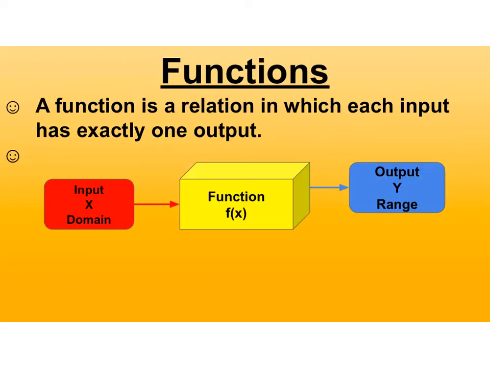If we think about the function in the middle as a machine, f of x, you put in something, which is my domain, you do something to it, and then you get the output, which is the range, which is represented by y. So a function is a relation in which each input has exactly one output.